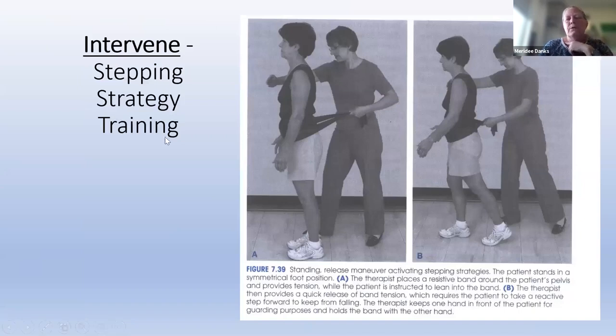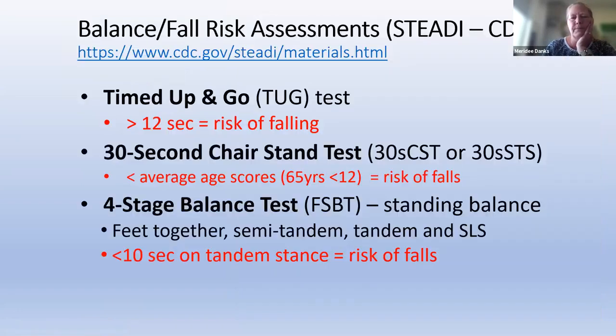To work on intervention for stepping strategies, we might take a TheraBand and put it around the waist and have the person lean forward, and then you give up slack on the band, which causes them to fall, and they have to do a stepping. So those would be looking at sensory and motor strategies.